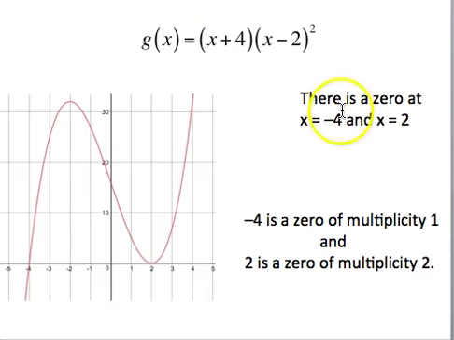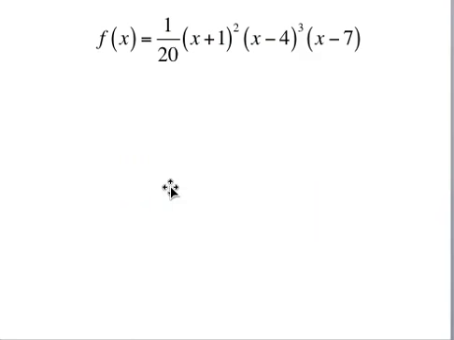And as I said before, -4 is a zero of multiplicity 1, so the graph goes through the x-axis. 2 is a zero of multiplicity 2. Multiplicity of 2, it bounces. It is tangent to the graph. Let's take a look at another example.